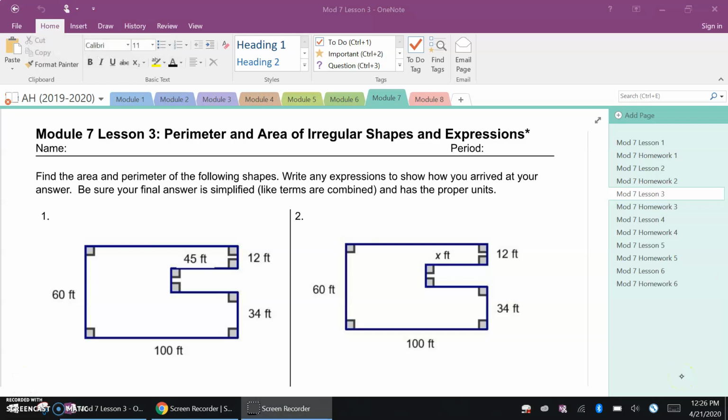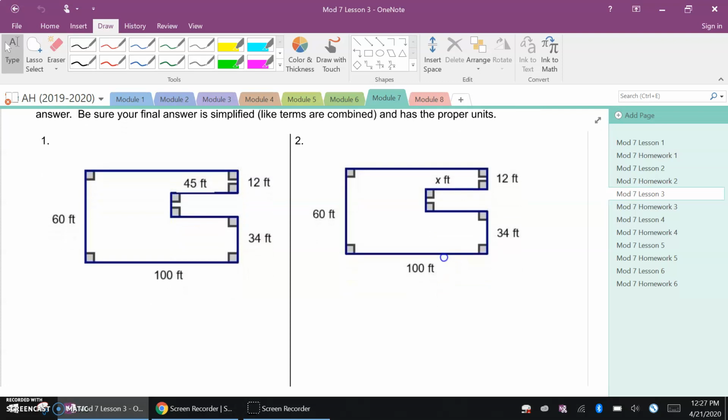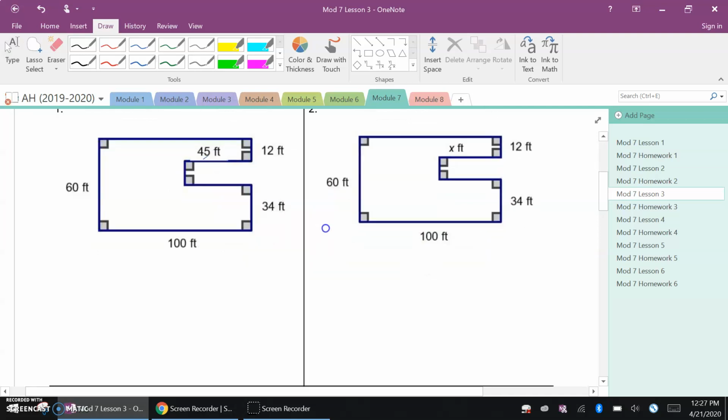Good morning. Today we are going to look at the perimeter and area of regular shapes and expressions. There are several ways you can do these problems, and so we're just going to show you one way to do it. Looking at number one, you could slice down here and make three separate rectangles. You could also go across.